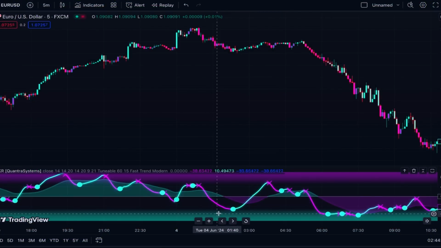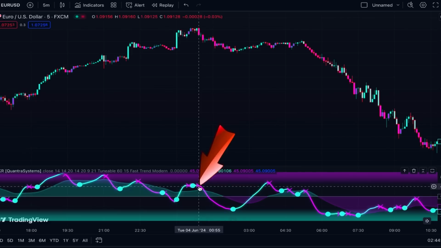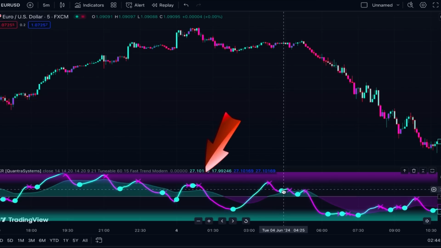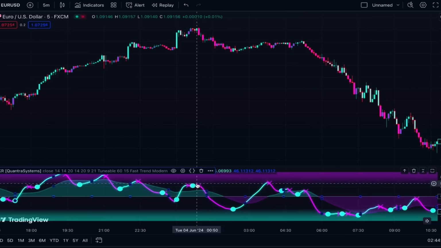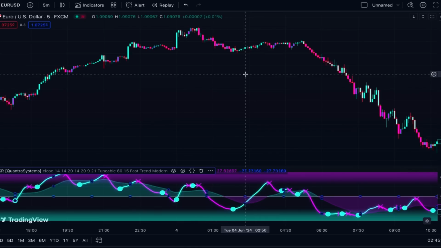Alright, this indicator has two components. One of them is this line in the front, which changes color between pink and green, and we have also these signs on the line. This is our fast trend line and it shows short-term movement of the market. When it changes to pink, we get this signal and it shows declining of the price, and when it changes to green, we get this signal and it shows advancing of the price.